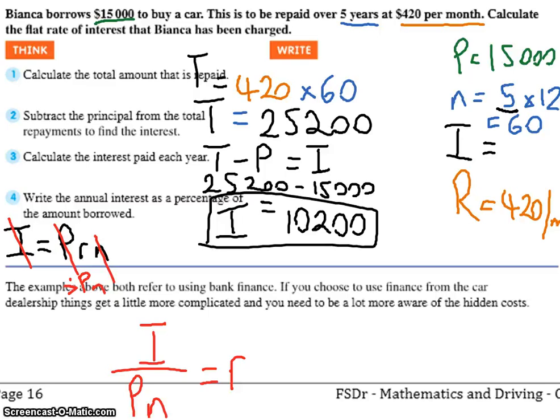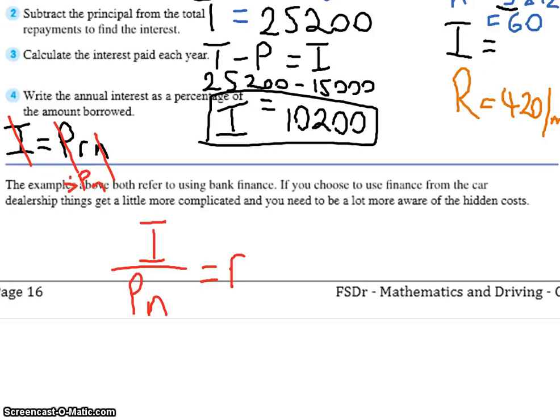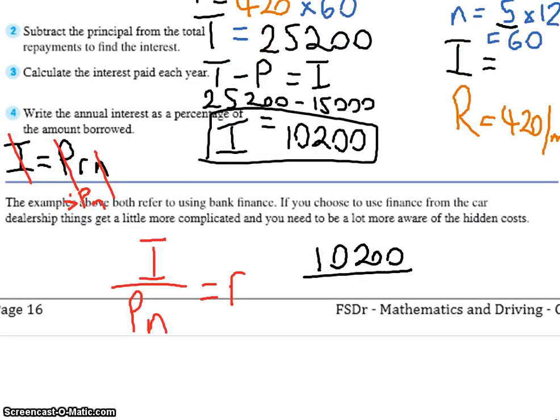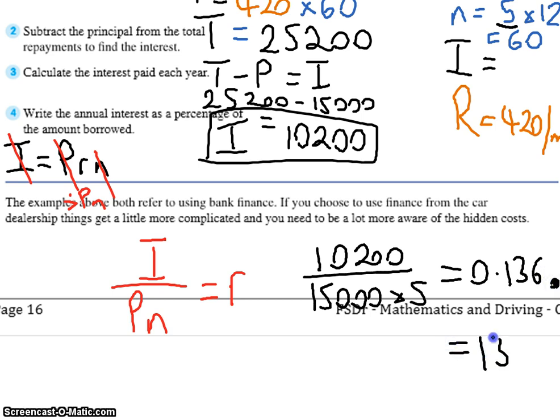It's 17 over 25. Now sub in what you've got. What was your interest? 10,200. What was your principal? 15,000 times 5, because that'll give us a yearly rate. It's 0.136, which you could change to a percentage to give you 13.6%.